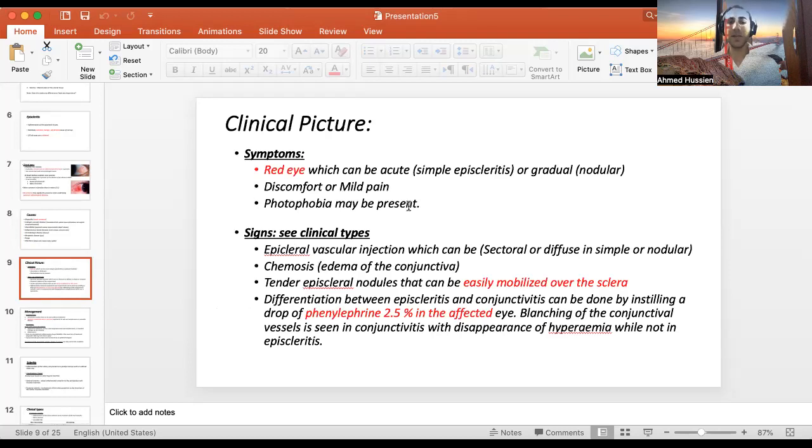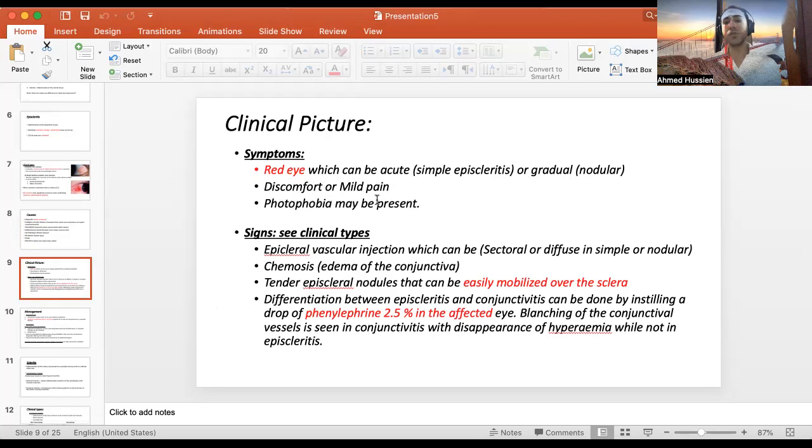Clinical picture, again, the symptom is mainly red eyes. The patient may come just complaining of red eye. So red eye with pain or discomfort. The pain is usually mild. It's not severe pain, so we call it discomfort. So red eye, which can be, again, acute in simple episcleritis or subacute or gradual in nodular episcleritis.